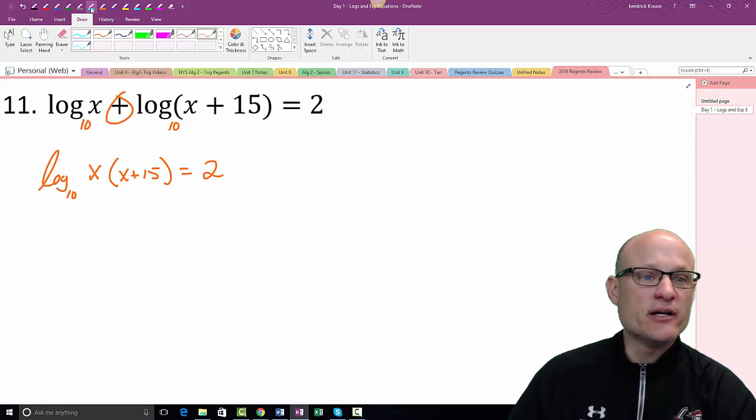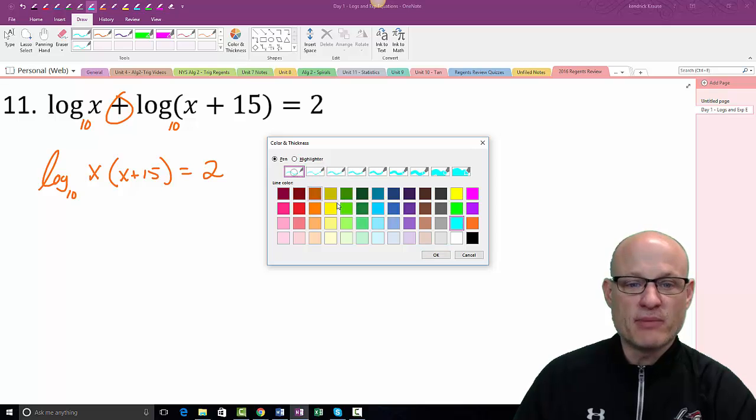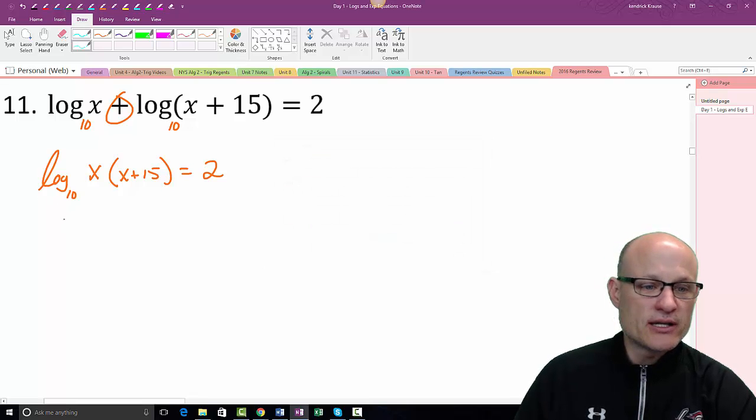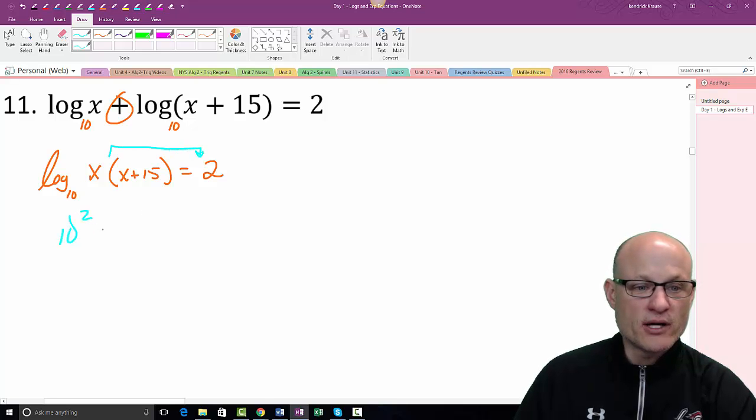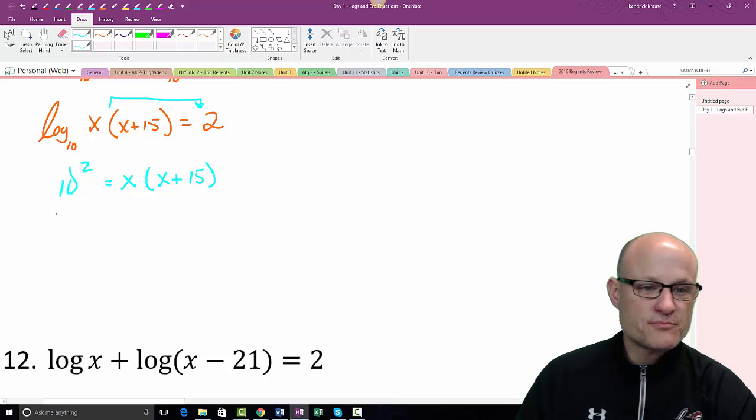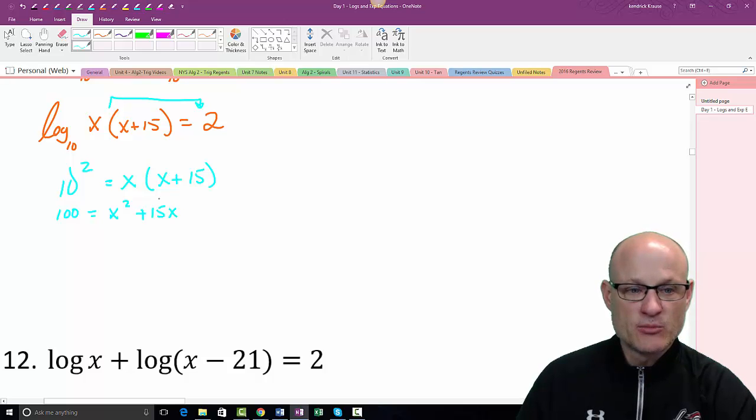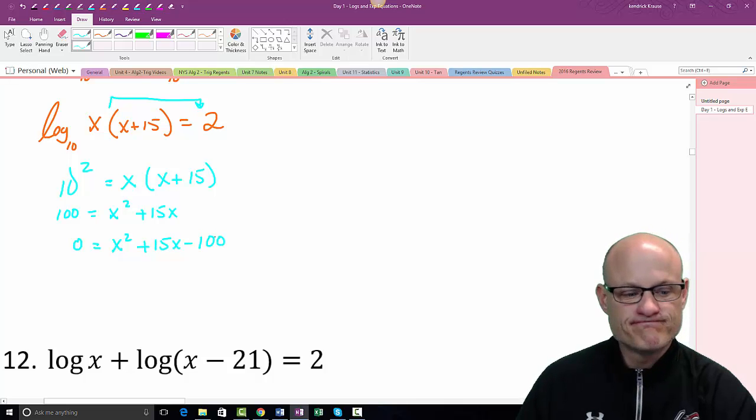And now you sing, it's all about that base. So I get 10, and then these two things switch. Squared is equal to x times x plus 15. Well, now we got some work to do. We got 100 is equal to x squared plus 15x. Bring the 100 over. I get 0 is equal to x squared plus 15x minus 100.